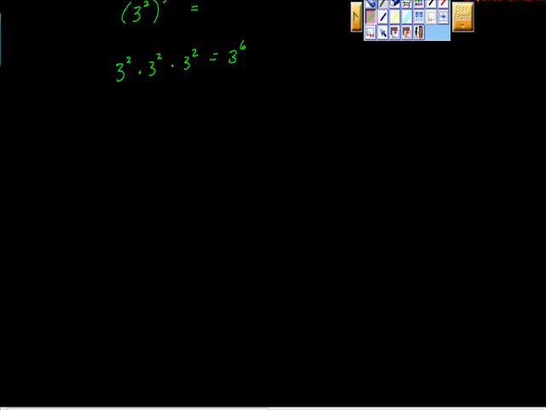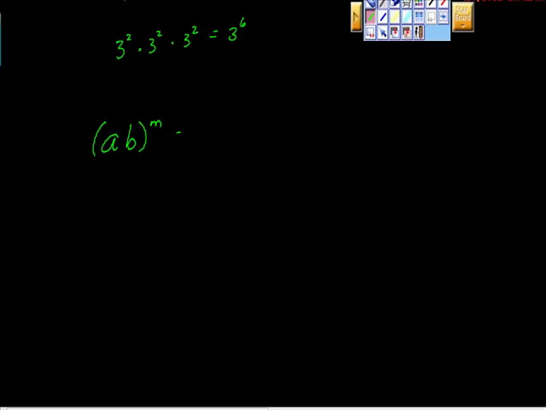Okay. Third rule. It's just the extension of this. It says a times b to the power of m equals what? What is a times b to the power of m? This asks the question, are exponents distributable over multiplication? Are they, Cecilia? They are. And therefore the answer will be a to the m times b to the m.